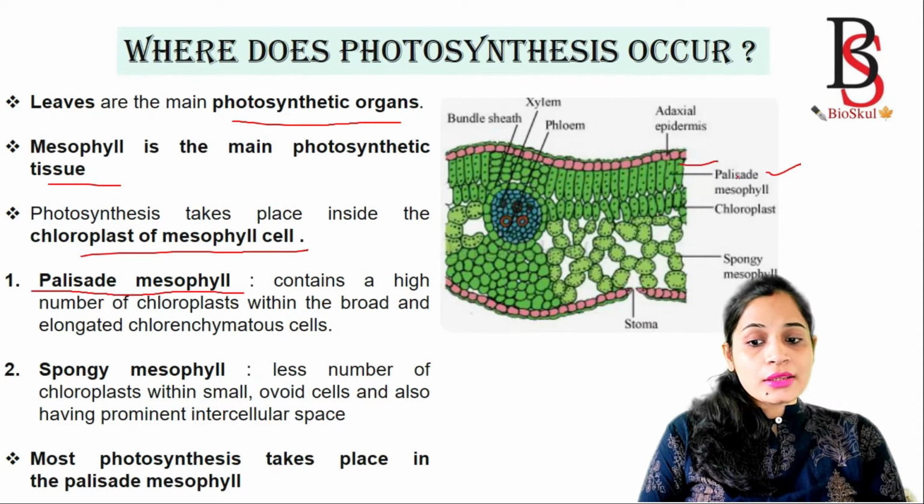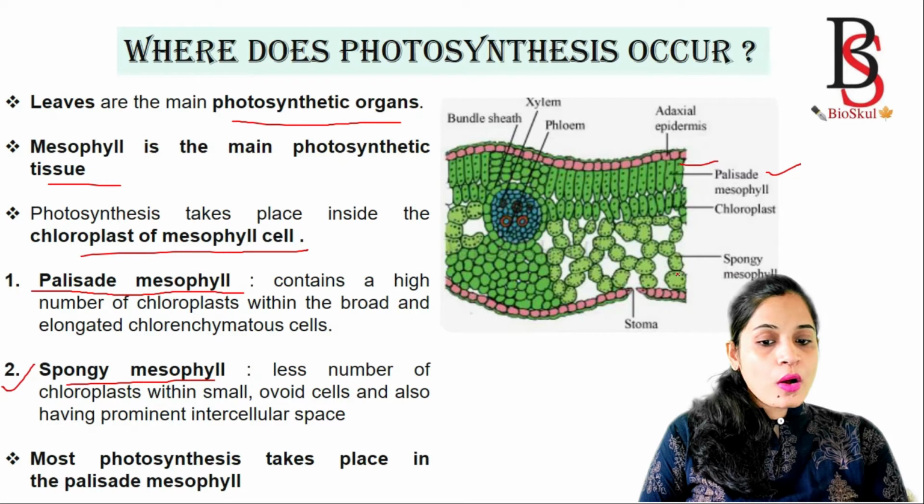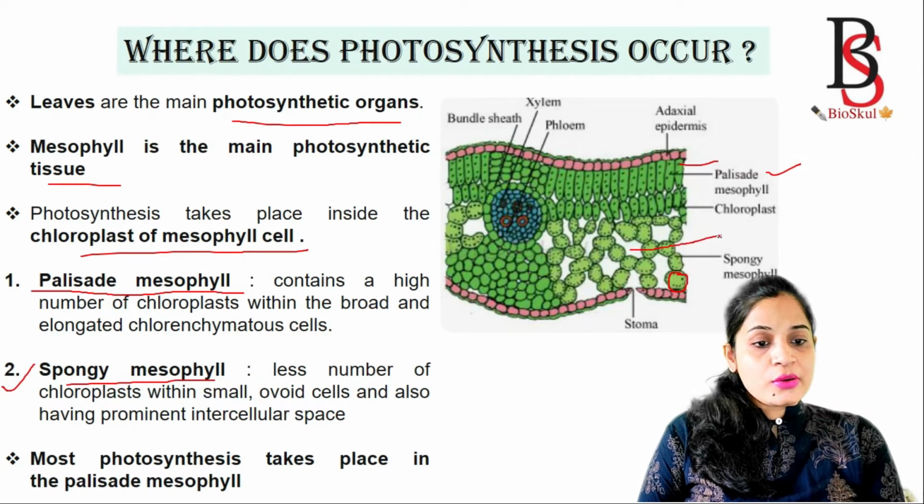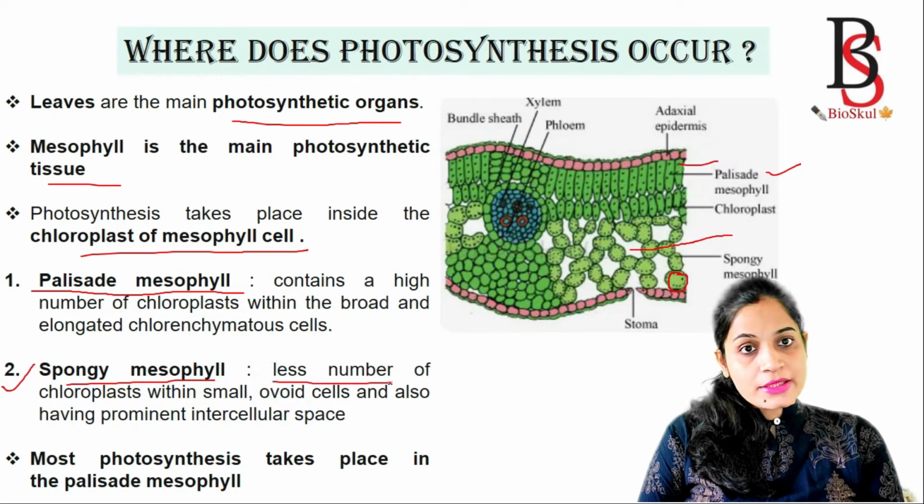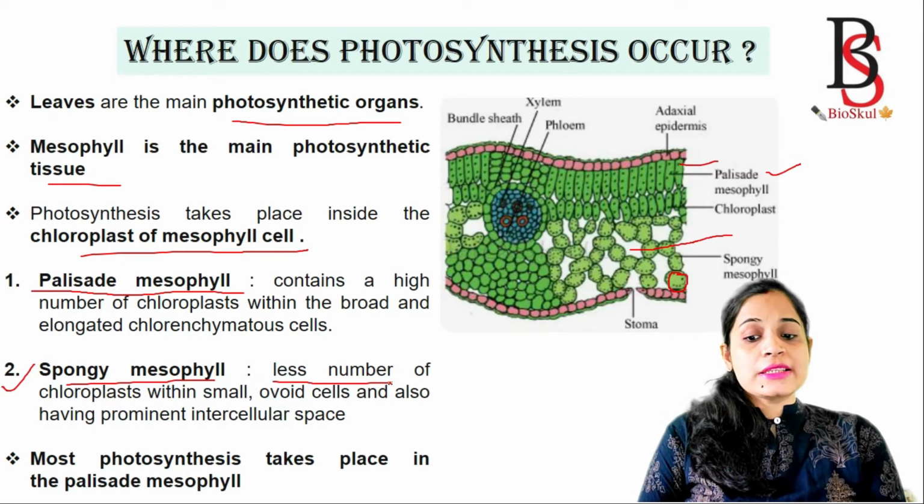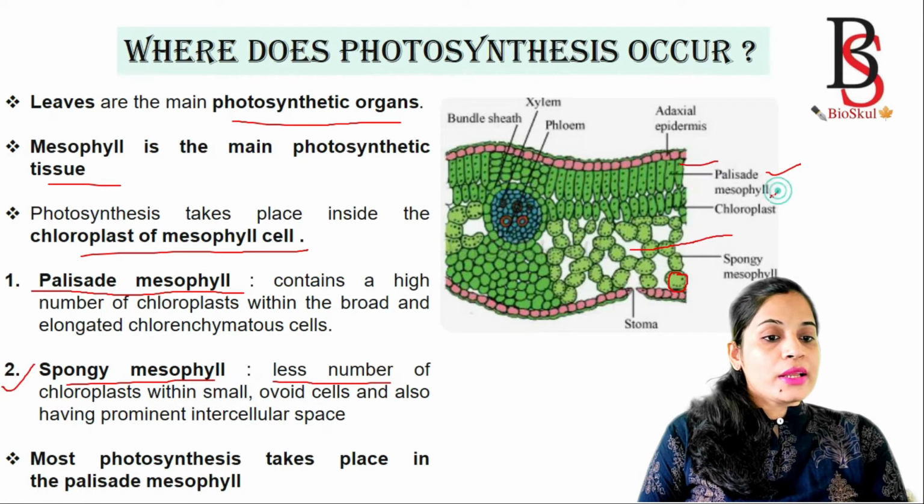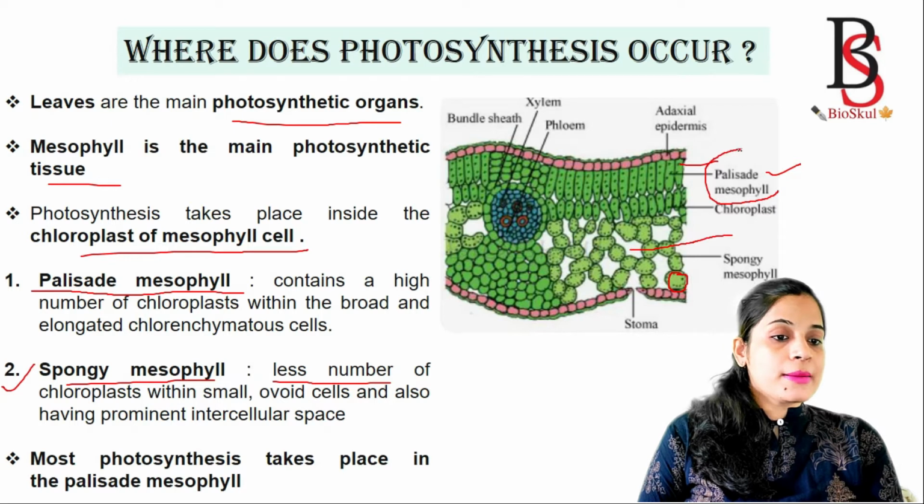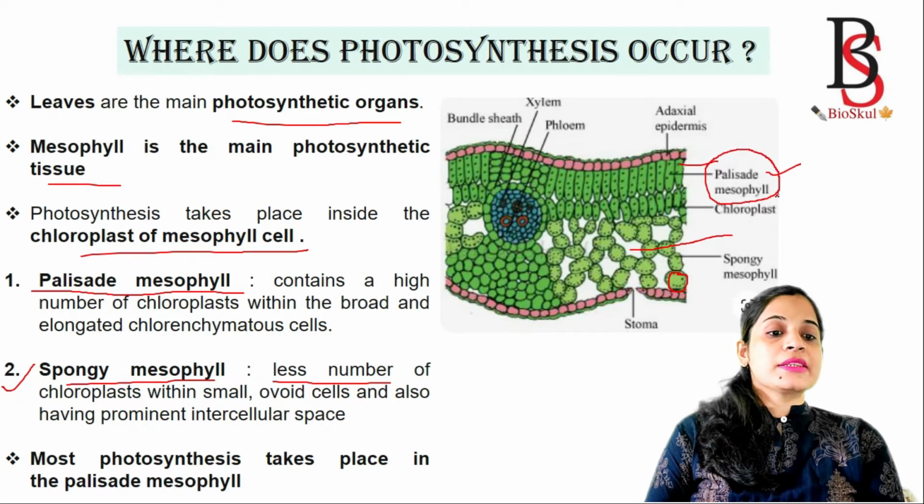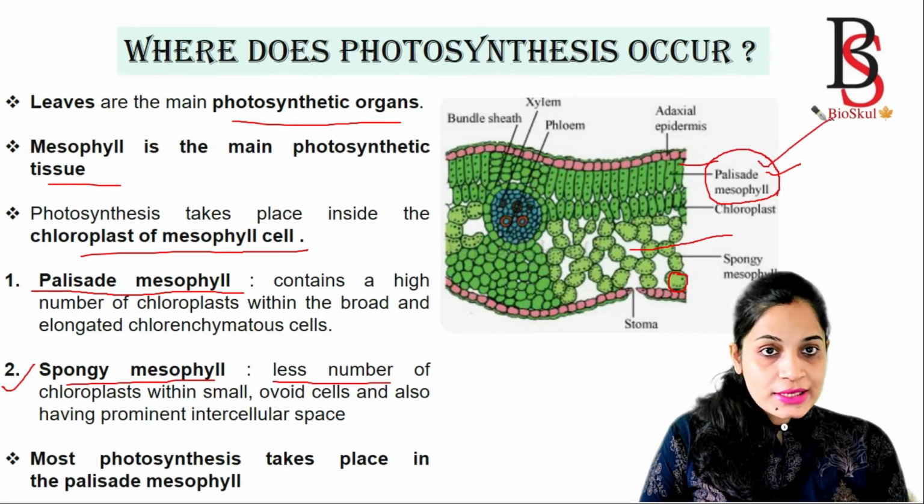Another mesophyll cell is known as the spongy mesophyll cell. This is the spongy mesophyll cells. It is ovoid in shape, and it has many intercellular spaces present, and they contain a very small number of chloroplasts. So most of the photosynthesis takes place in the palisade mesophyll cells.